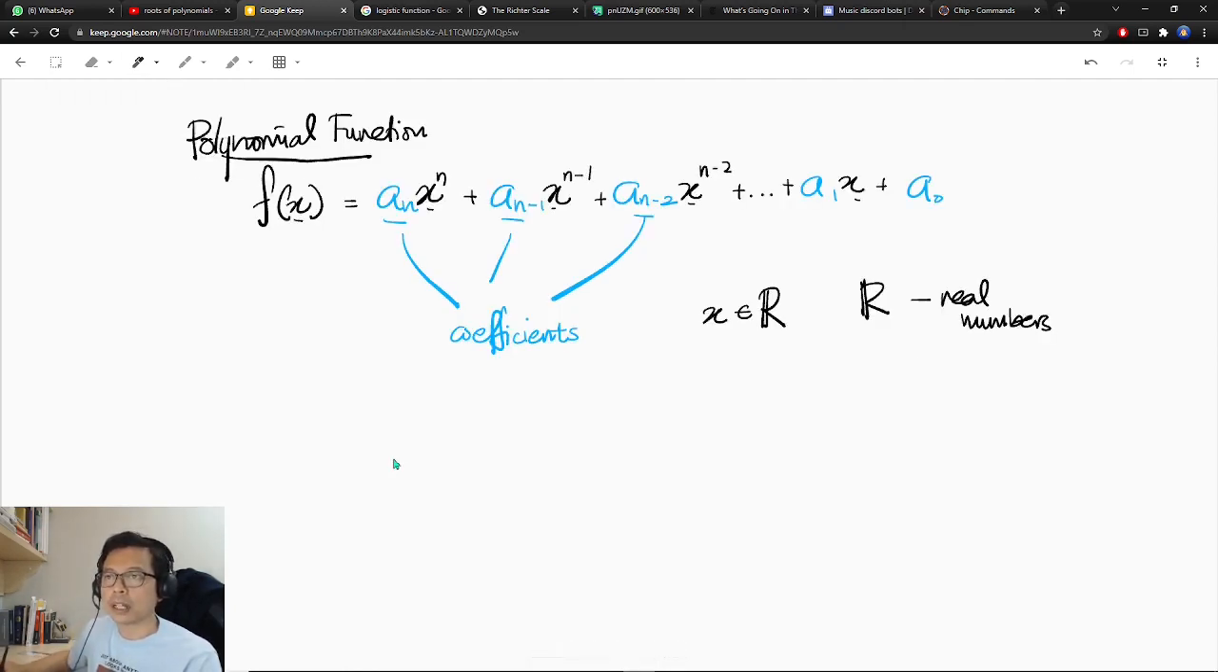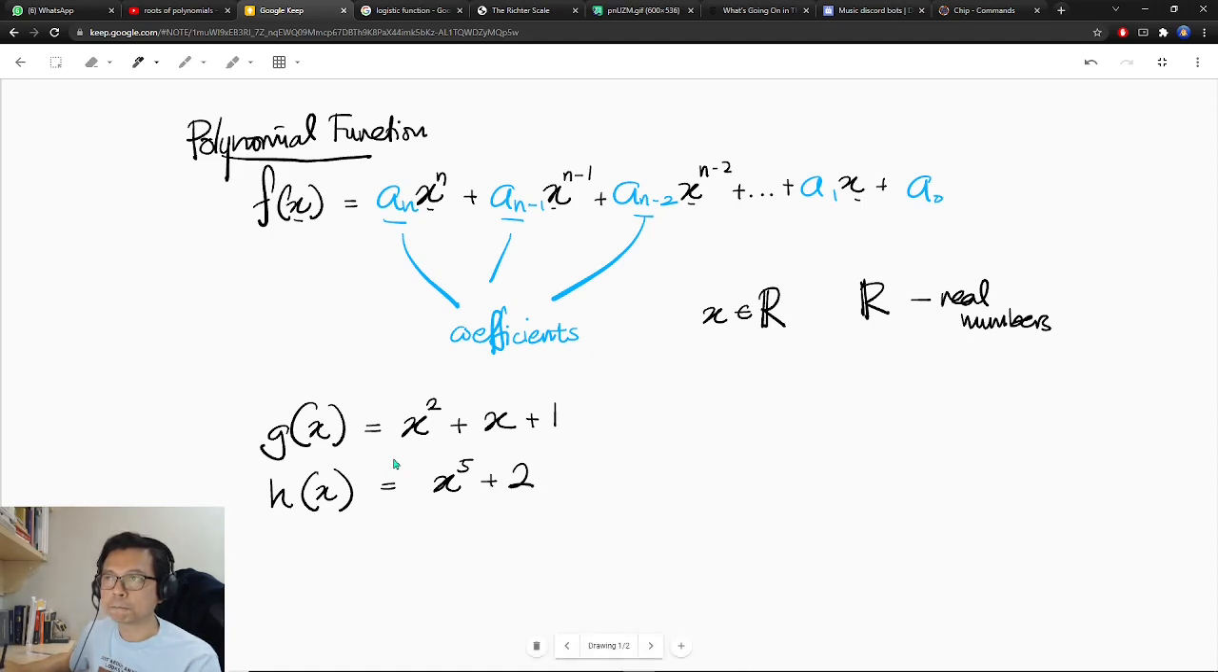Let's say, for example, a function g of x. Let me ask you this: is this a polynomial function? Yes. All right, what about this? If I have something like x to the power of 5 plus 2, is this a polynomial function? Yes.